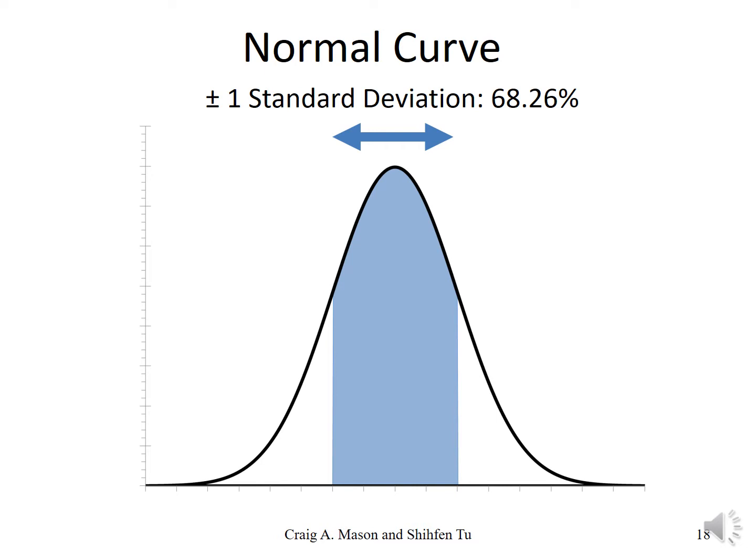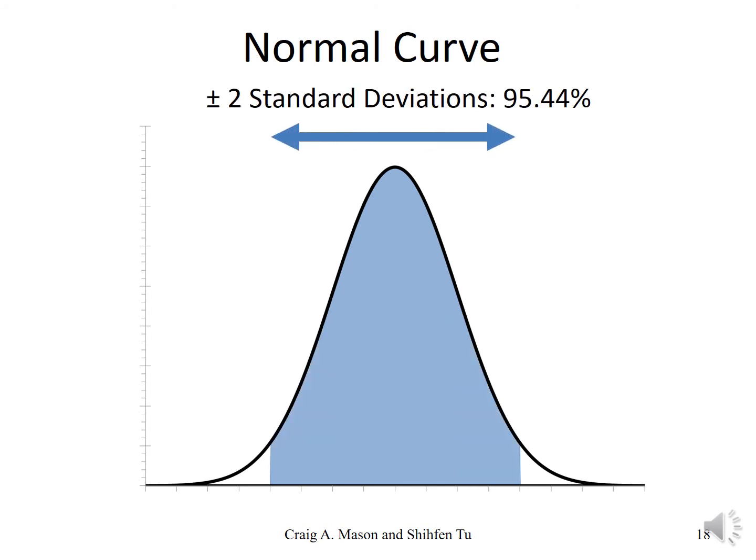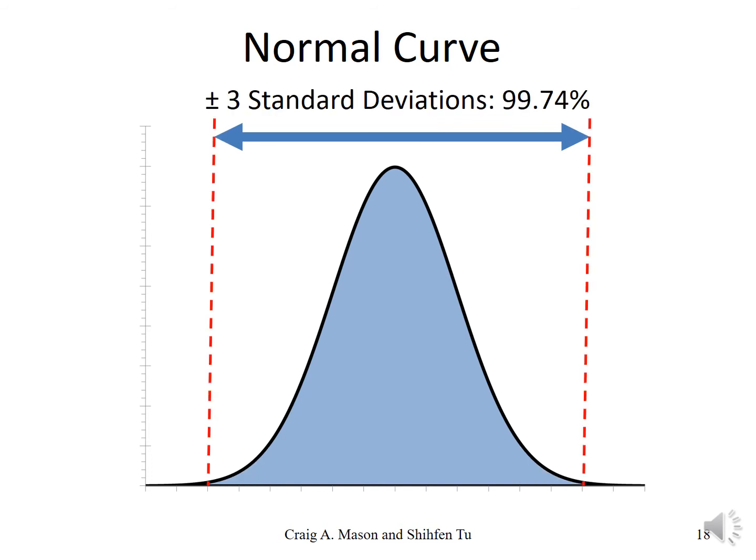Similarly, if the distribution for something follows the normal curve, then 95.44% of the cases fall within two standard deviations of the mean. Again, that's 95.44% of the data would be somewhere between two standard deviations below the mean and two standard deviations above the mean. Finally, what about three standard deviations? For things that follow a normal distribution, 99.74% of the data will fall within three standard deviations of the mean.